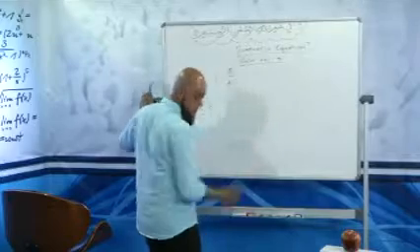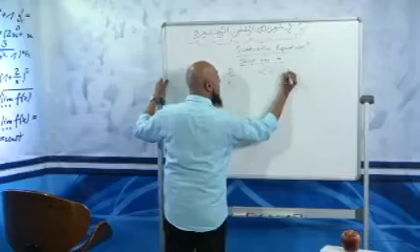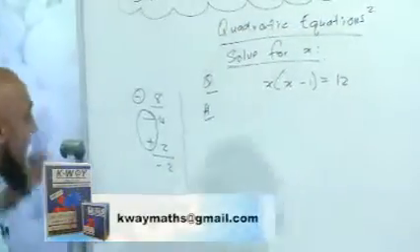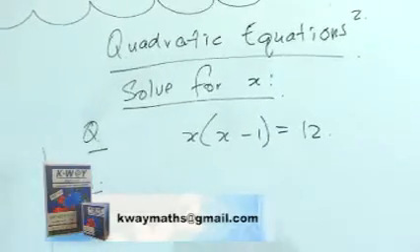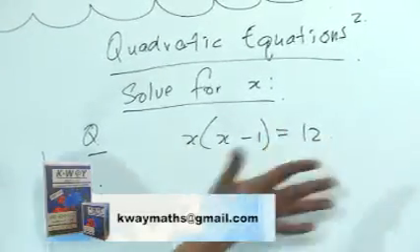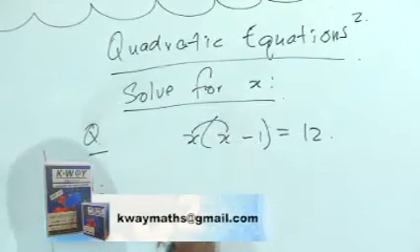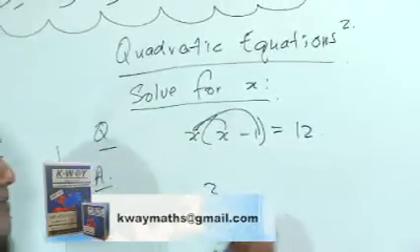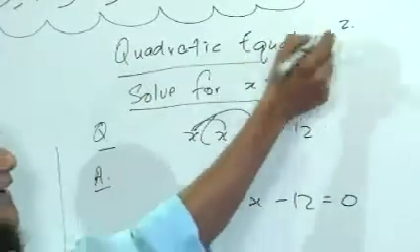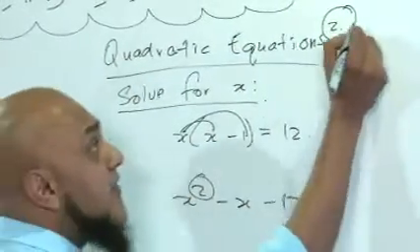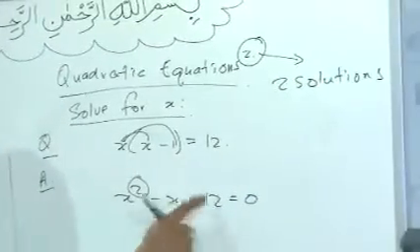Example number 2. So let's go. x times (x minus 1) is equal to 12. Now please, do not ever, in the exam, many of you make the same mistake. You go and say x equals 12 or x minus 1 equals 12. You can never do that. You've got to multiply it out. So x times x gives me x squared, x times minus 1 gives me minus x. The plus 12 comes to the other side as minus 12, equal to 0. Because it's quadratic, because it's squared, I must have how many solutions? 2 solutions. So now we factorize this.